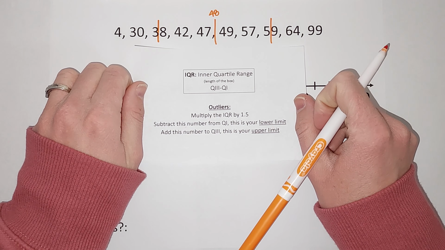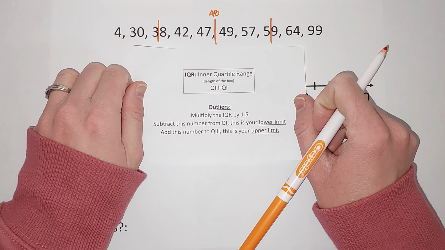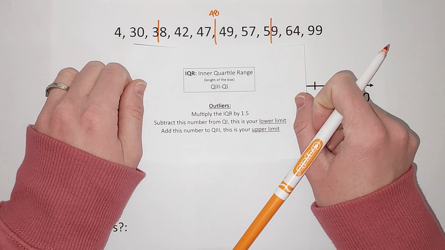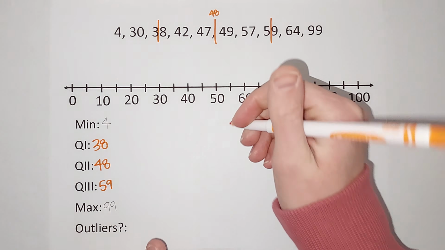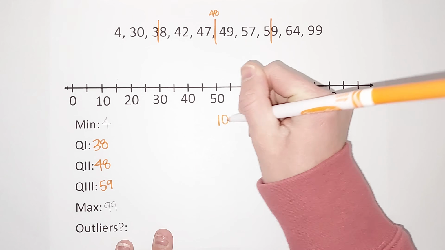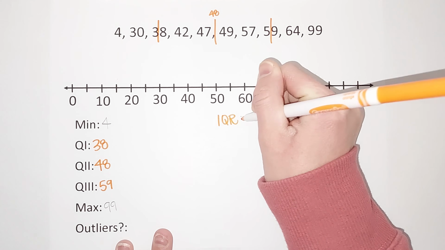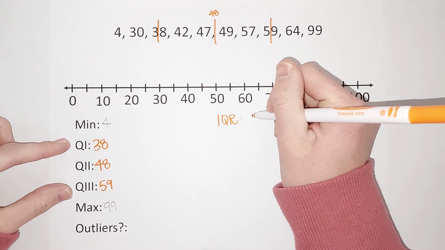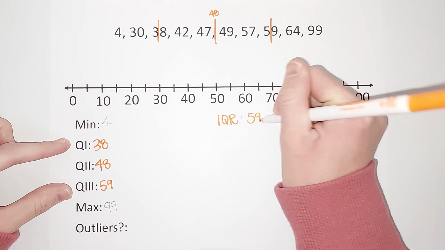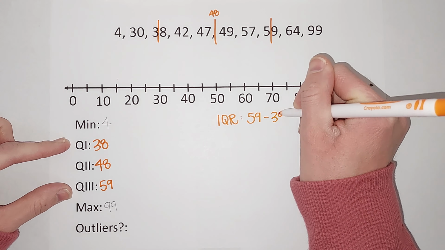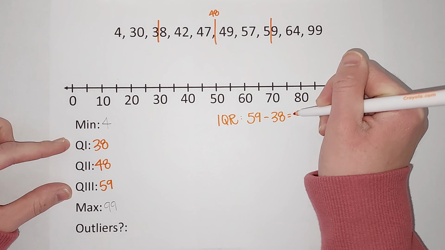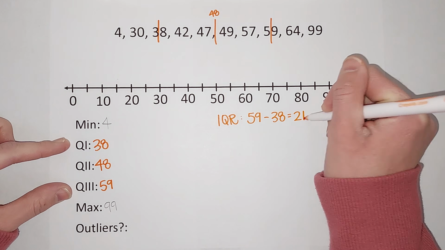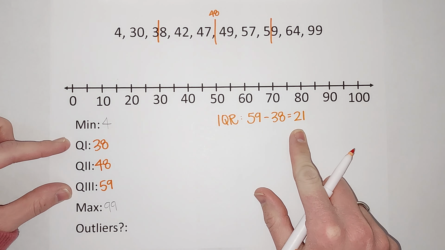This is for my friends who like to read it. Go ahead and take a screenshot of this. If you're a friend that doesn't like to read it, I'm going to show you how to do it, okay? So we are going to first find our interquartile range, okay? Remember, this is how we find outliers. So my interquartile range is my third quartile minus my first quartile, okay? So I'm going to take 59 and subtract 38. And what do I get? I get 21, okay? That is my interquartile range.